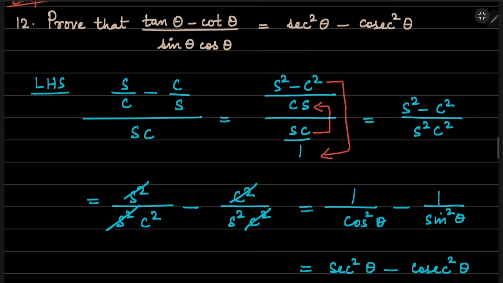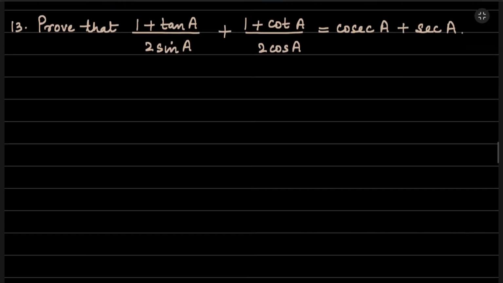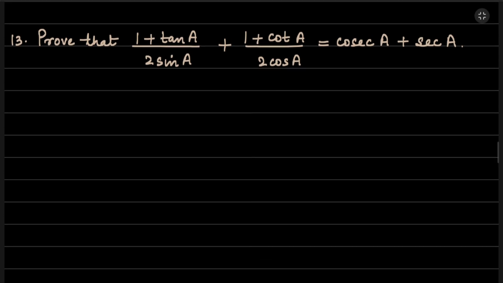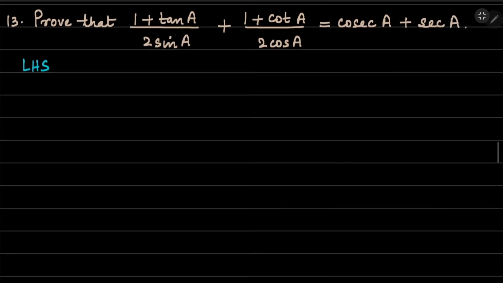Okay. So let's go ahead with the 13th question for today. Prove that, this is also very similar. You can see all of the 6 trigonometric ratios: sine, cos, tan, cosecant, secant, cot. So when you have all the 6 trigonometric ratios in the question, what is the best thing to do? Convert everything into sine and cos. Okay, so let's take our LHS and convert everything into sine and cos.